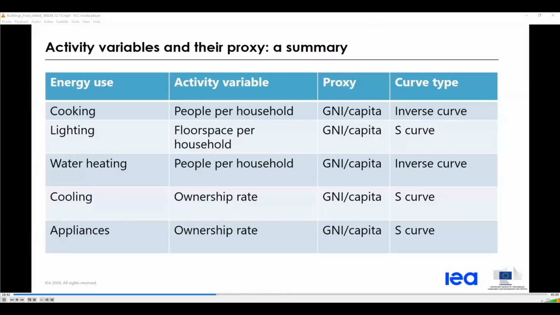Now, just a note here on cooling, we could also say that floor space per household is an important variable, because if we're trying to cool a much larger household with one air conditioner, then we're going to have a higher energy service demand. So we can certainly look at both variables: firstly the ownership rate, and then also the number of meters squared per household, which will also increase the energy service demand. So in cases like this, we can have two activity variables that, combined, can help us to understand the evolution of energy service demand.